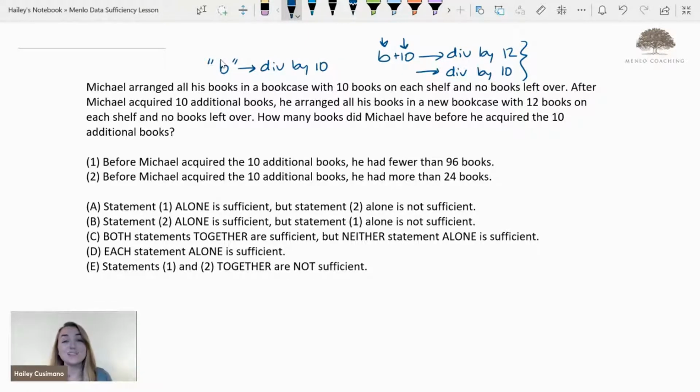We want to treat this like a Sudoku puzzle and work from what we know the most about. And as it stands, we know the most about that ending number. In particular, we know that if it's divisible by 12 and divisible by 10, it's divisible by the least common multiple of those two values, or 60.